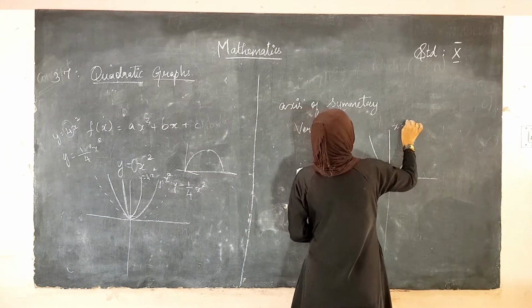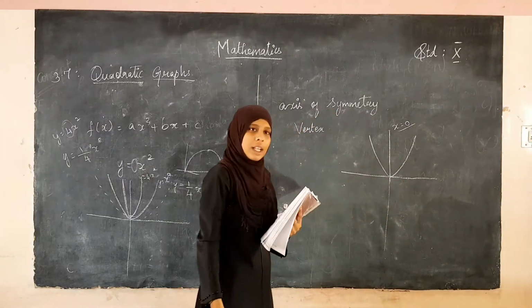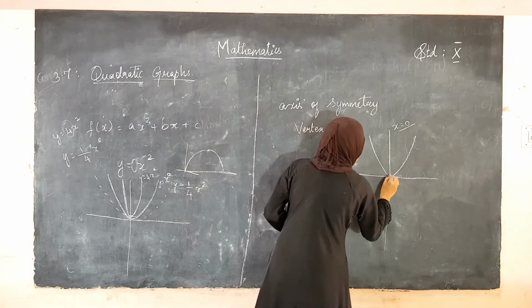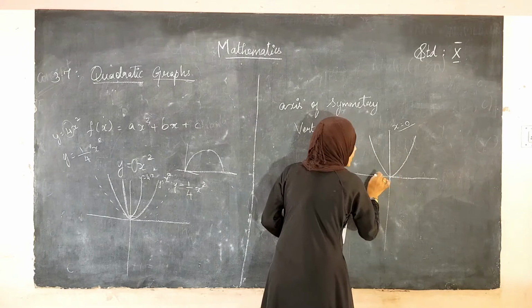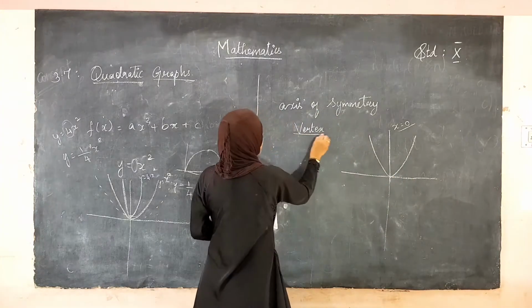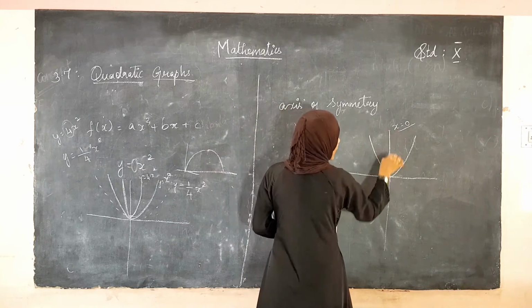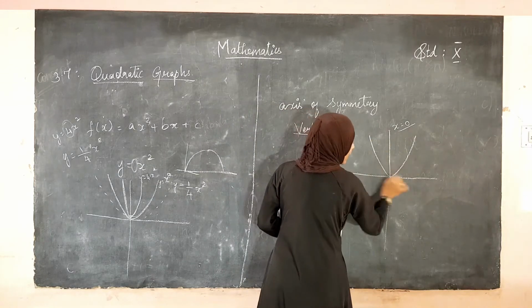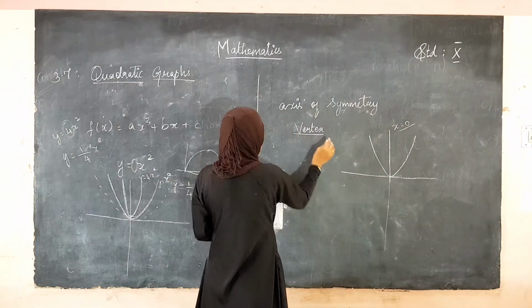The y-axis can be written as x is equal to 0. This is the axis of symmetry. The point where the axis of symmetry touches the graph, the parabola, is said to be the vertex.